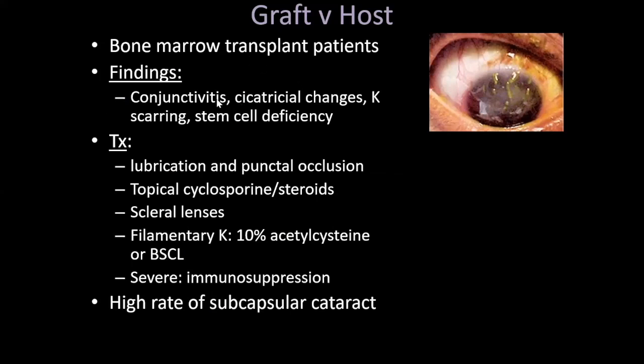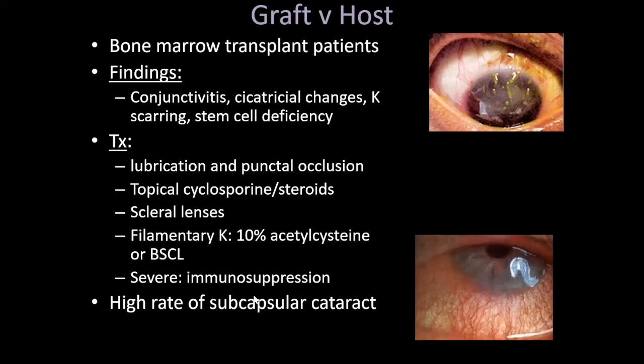So clinically, you find conjunctivitis, scarring changes, corneal scarring with limbal stem cell deficiency. The treatment involves lubrication, punctal occlusion, the use of immunosuppressants, therapeutic contact lens, and then acetylcysteine. And then severe immunosuppression for very exaggerated forms. They tend to be associated with subcapsular cataract. So this picture shows very thick filaments. It's all because of the attack on the ocular surface, the conjunctiva and the corneal epithelium.